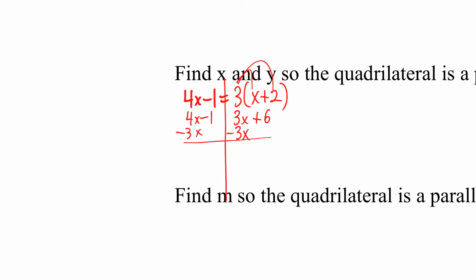Subtract 3x from both sides. That gives me 1x, or just x, over here. So x minus 1, this zeroes out, equals 6. So x needs to equal 7.